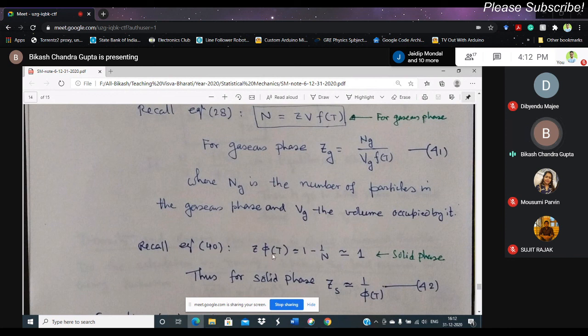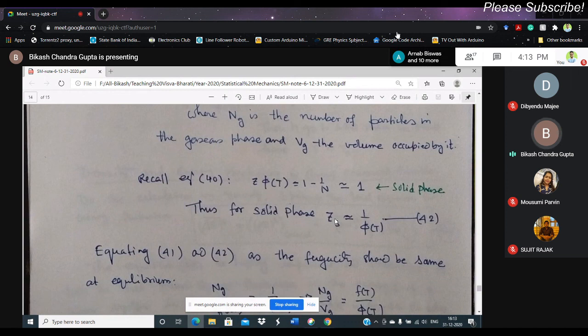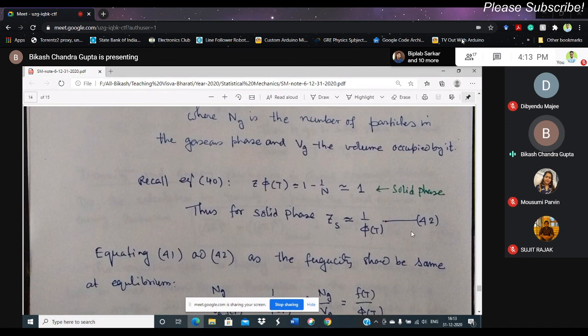Now you recall the equation, as I said, that we'll need it later, that z phi(T) equals 1 minus 1 by N, and if N goes to infinity, very large actually, it is 1, right? And therefore in case of solid, z phi(T) equals 1 minus 1 by N, that we already solved, and if N becomes large, then it goes to 1, and therefore z_s for solid is 1 by phi(T), right? In case of solid, we assume that temperature dependence as phi(T). So this I stored as 42, this I stored as 41, and this I stored as 40.